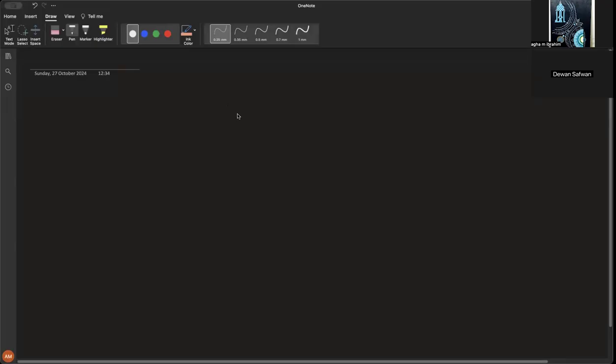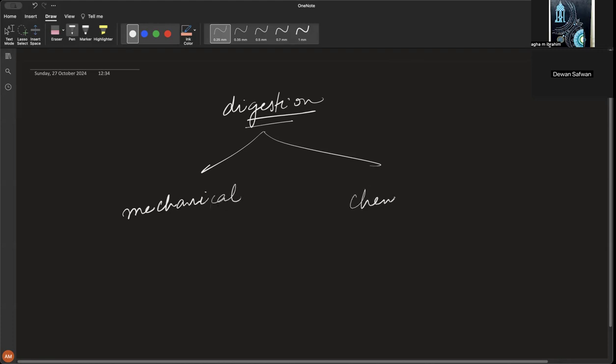Like digestion. When we talk about digestion, we are going to be looking at two types of digestion: mechanical and chemical digestion.